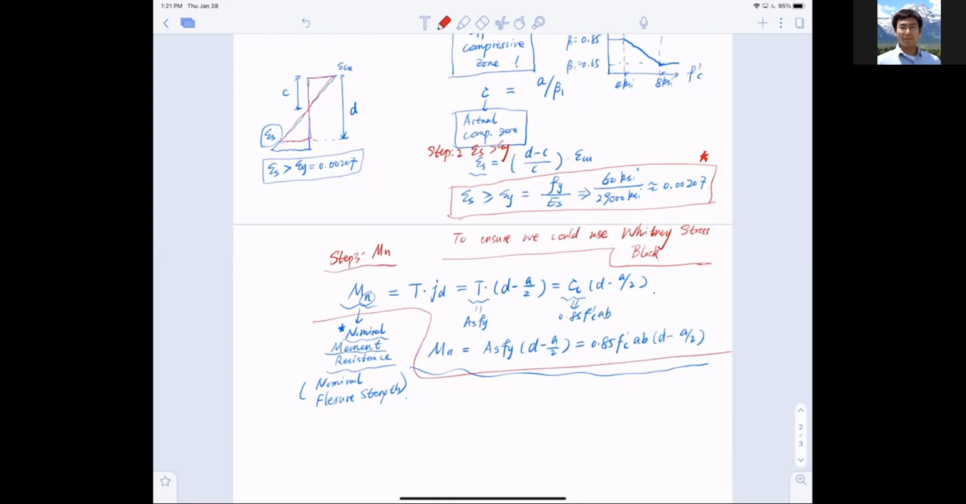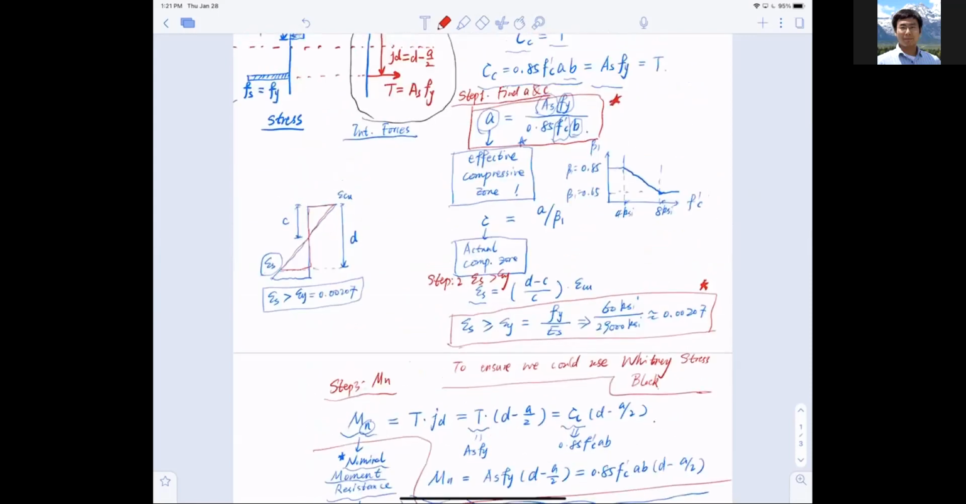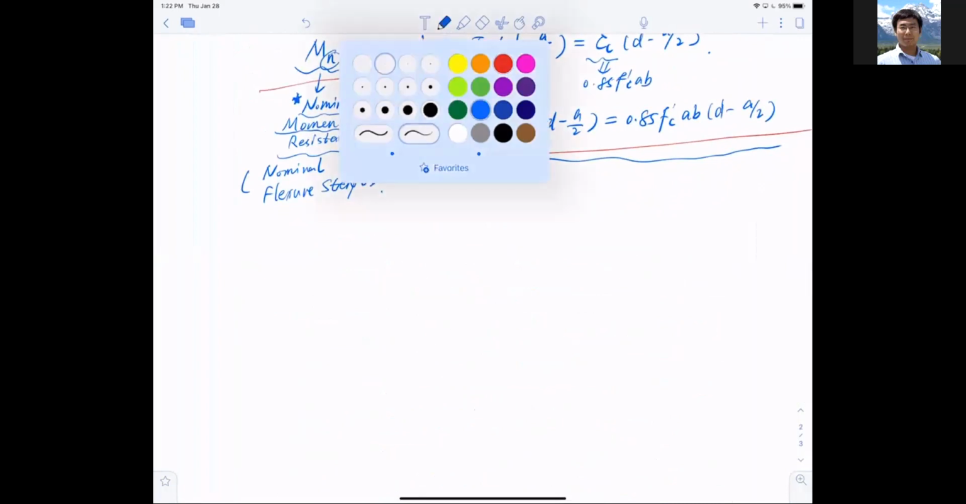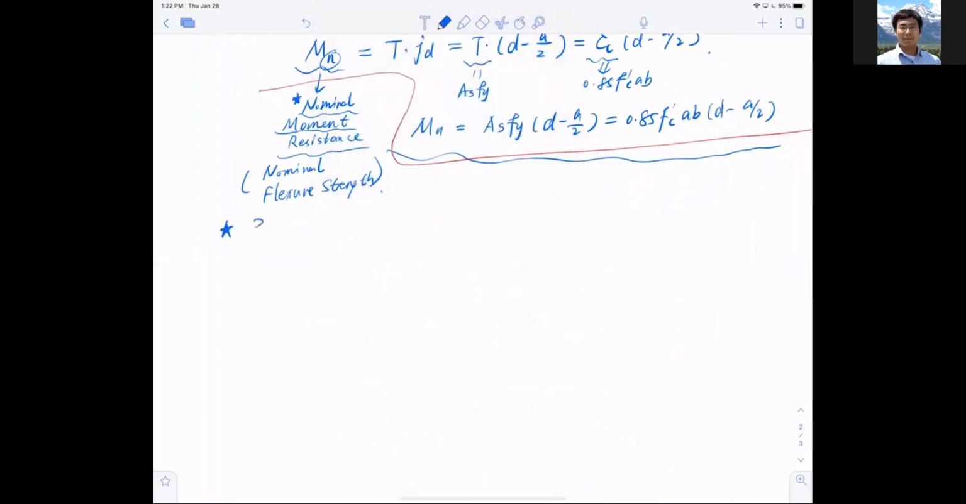But now you see that this whole thing was established based on the important key concept that the strain in the steel has to be greater than or equal to epsilon y. And what if this is not the case? What if this is not the case? So I want to introduce another concept today. This is called the balanced condition, the critical balanced condition. And this balanced condition is usually related with the strength reduction factor.